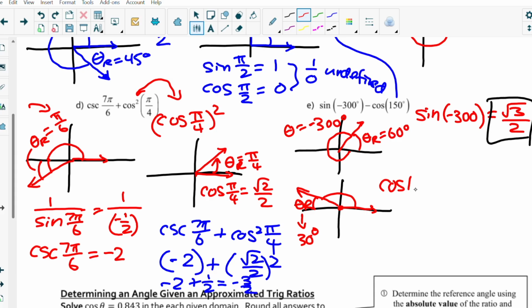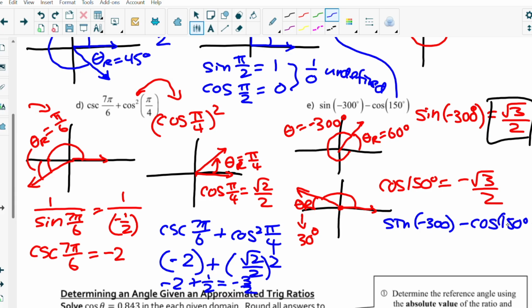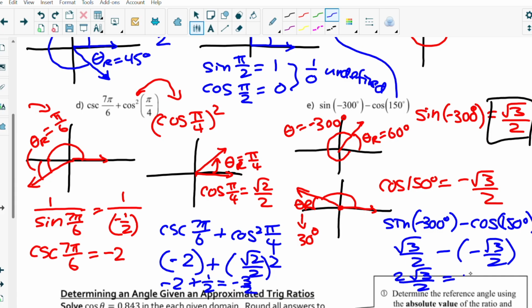So the cosine of 150 degrees, cannot forget my degree sign here, is negative square root of 3 over 2. And then sine of negative 300 degrees minus cosine of 150 degrees. I keep forgetting the degree sign. Negative 300 degrees, there we go. That is square root of 3 over 2 minus negative square root of 3 over 2. That is 2 square root of 3 over 2, and that is square root of 3.